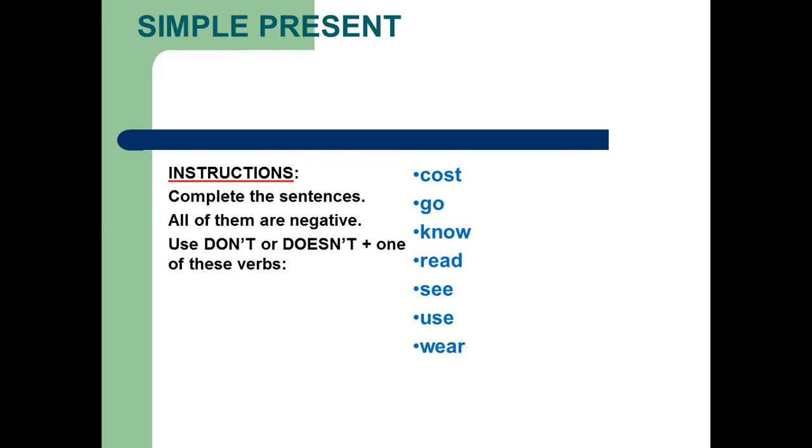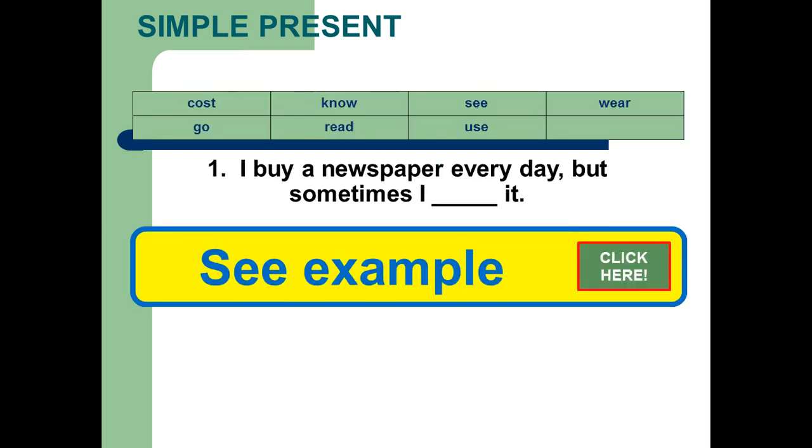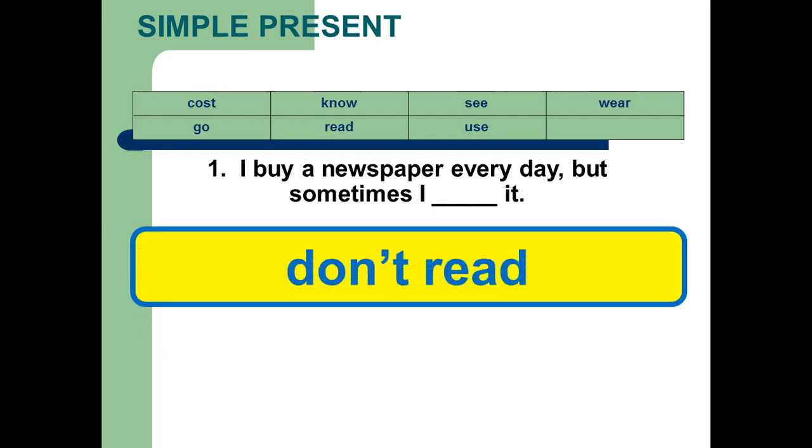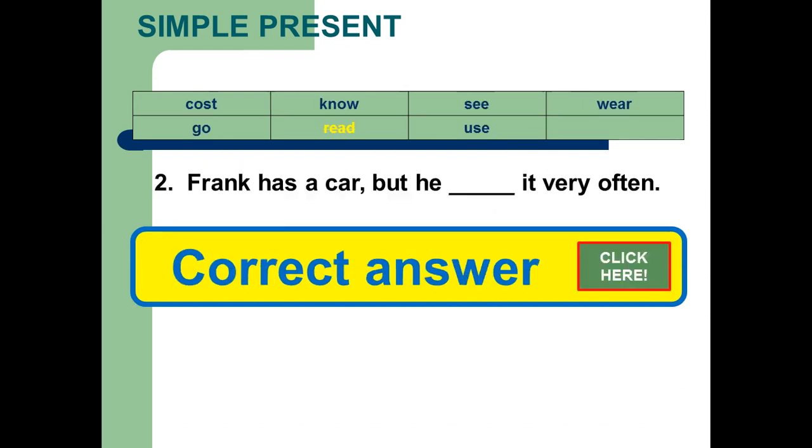In the next activity, you should complete the sentences. All of them are negative. You should use don't, doesn't plus one of these verbs. I buy a newspaper every day, but sometimes I don't read it.